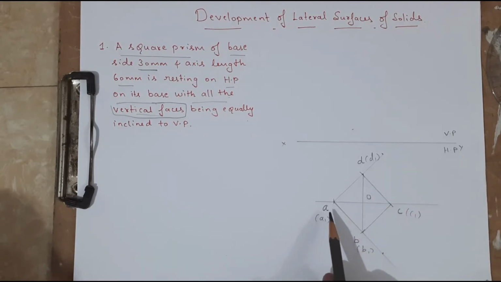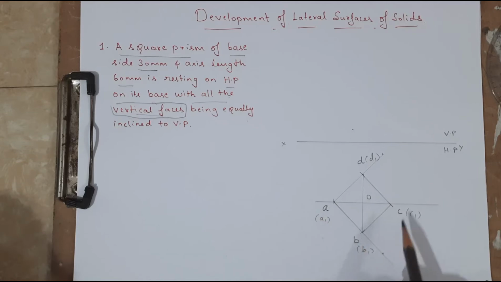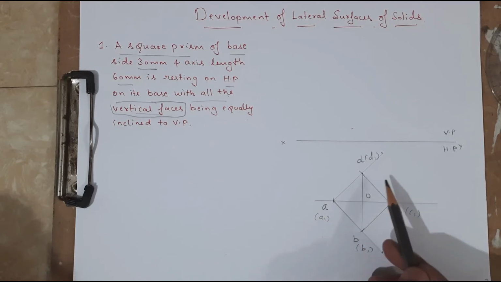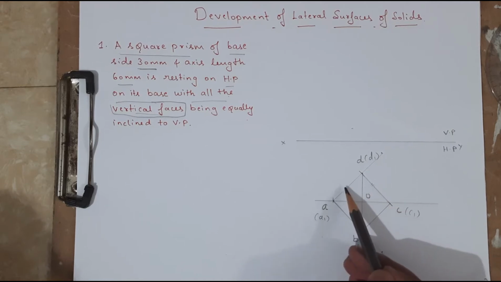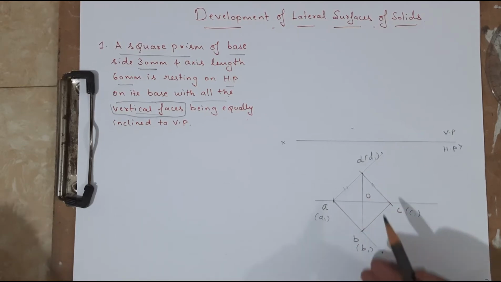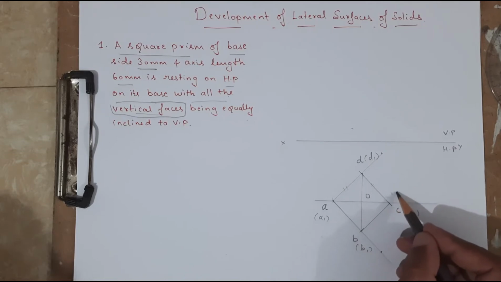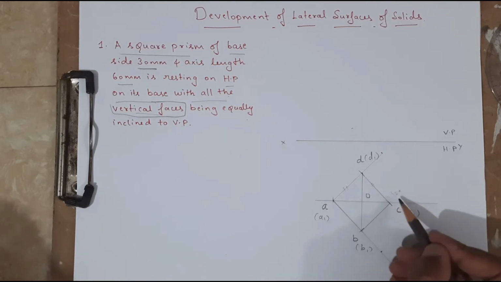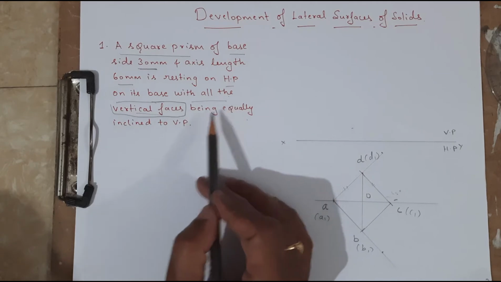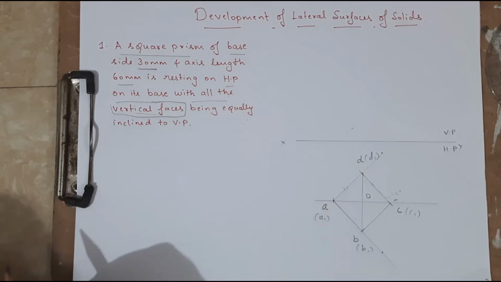So how many vertical faces? A, A1, B, B1. So this is one face, B, B1, C, C1. This is another vertical face. In the same way, this is another vertical face, and this is another vertical face. So all these vertical faces are making an angle of 45 degree. So that is how all the vertical faces are equally inclined.